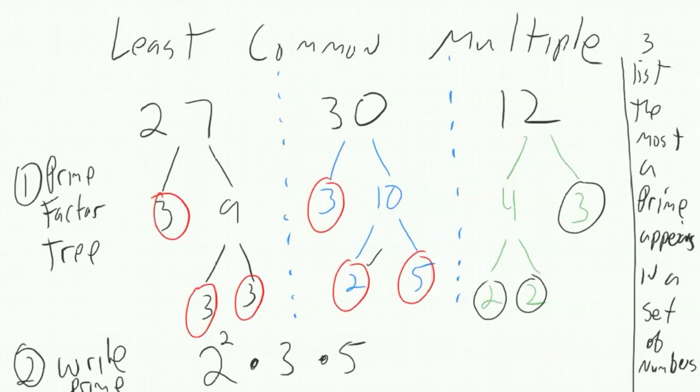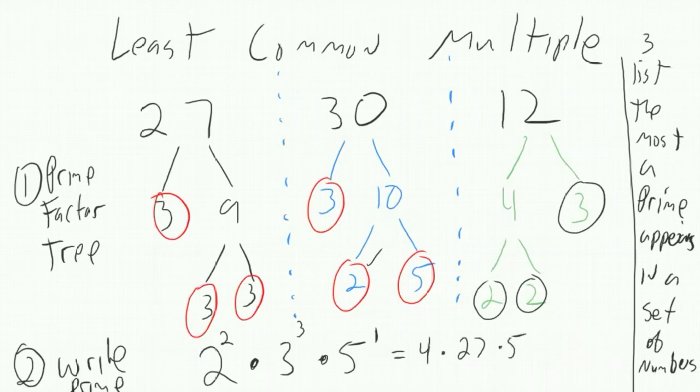Then I go to threes. My first set has 3 threes. My second set has 1 three. My third set has 1 three. So the first set has the most threes. So I now have 3 cubed. And then there's only 1 five. I'm just going to put a 1 on there just so you can see where it came from. So we have 5 to the first power. So then I multiply these numbers together. 2 squared is 4. 3 cubed is 27. And 5 to the first power is just 5.